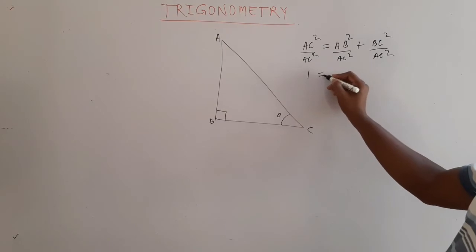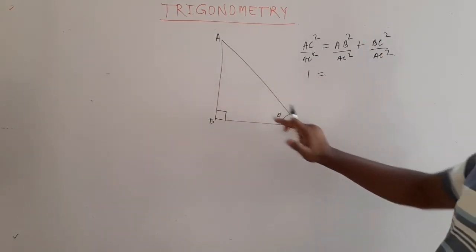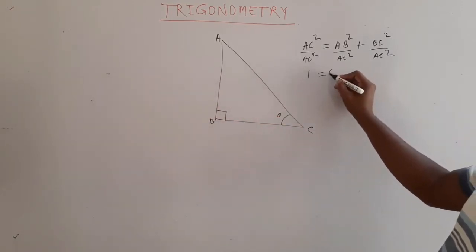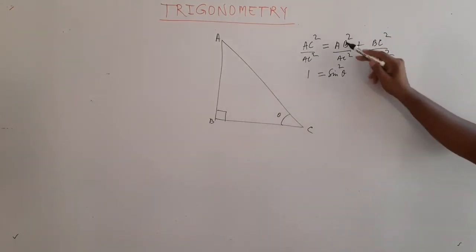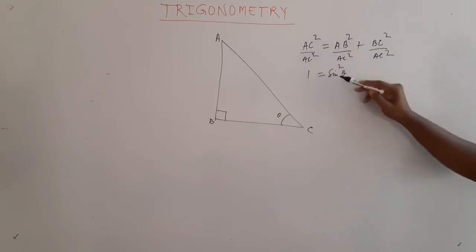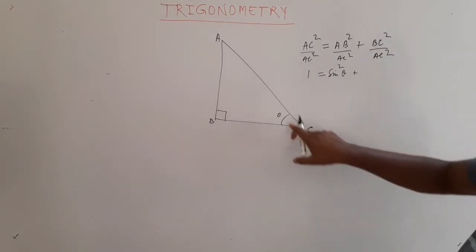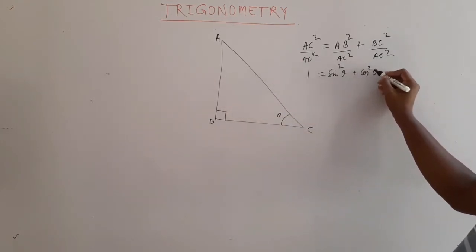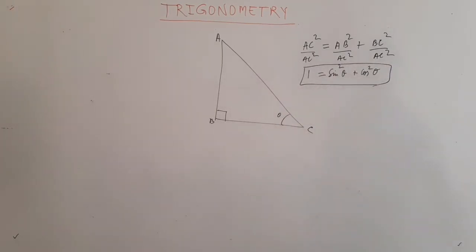This becomes 1. Now AB over AC, AB is opposite, and AC is hypotenuse, that is perpendicular upon hypotenuse, or the opposite upon hypotenuse, that is sine of theta. So you can call it sine theta, because sine theta is AB over AC, and this is squared, that's why it is sine square theta. And this is BC over AC, that is cosine, that is cos square theta. This is one relation existing between them. This is sine square theta plus cos square theta is 1.